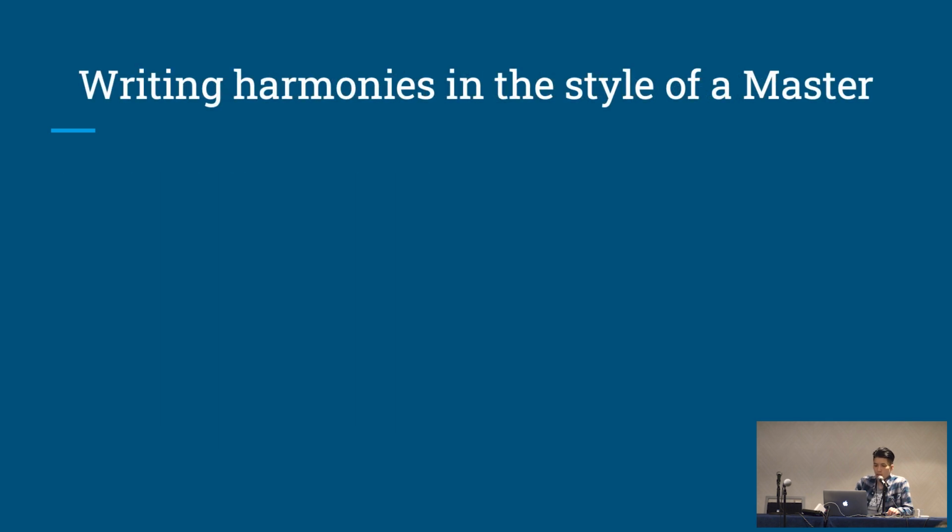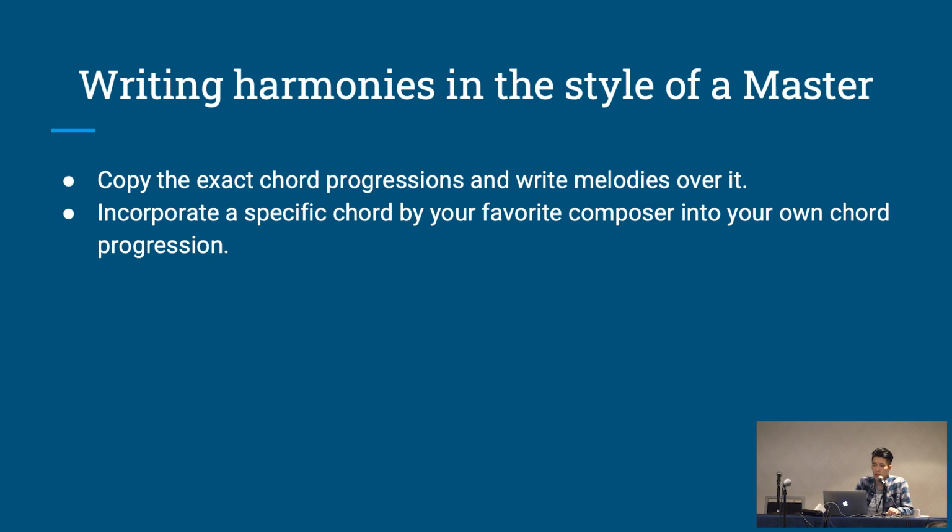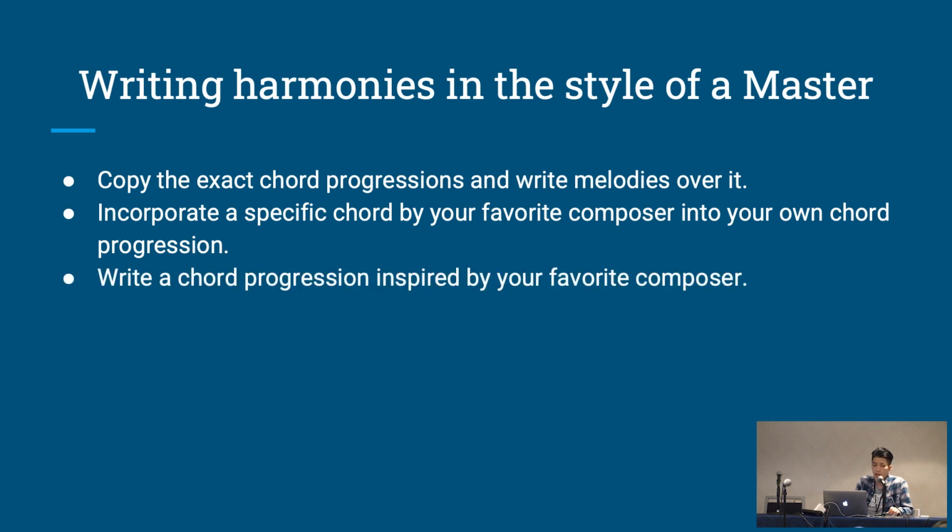So here's how you write harmonies in the style of a master. You could copy the exact chord progressions and write melodies over them, literally just taking their chords. You could also incorporate a specific chord they use that you might not often see into your own chord progression. And you could write a chord progression inspired by your favorite composers, as I did with the last track.